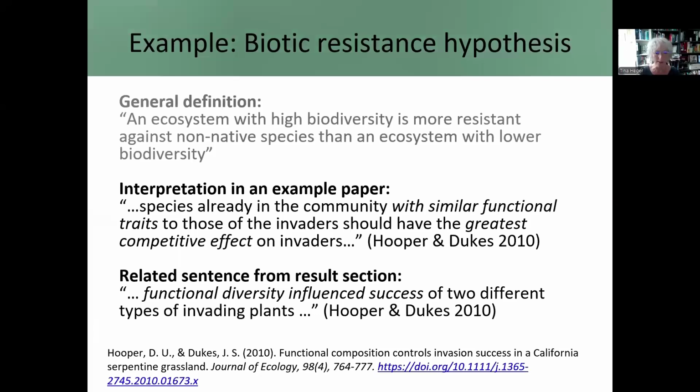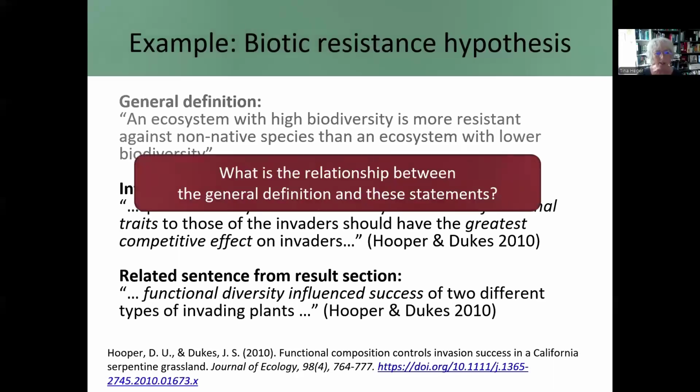And here is an example, a paper by Hooper and Dukes in 2010. And I brought you here two quotes. One is the following: species already in the community with similar functional traits to those of the invader should have the greatest competitive effect on invaders. And later, in a later section, they write, functional diversity influenced success of two different types of invading plants. So the question arises, what is the relationship between the general definition and these very specific statements?